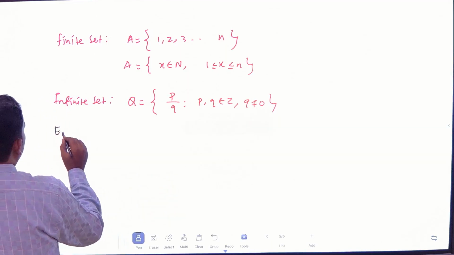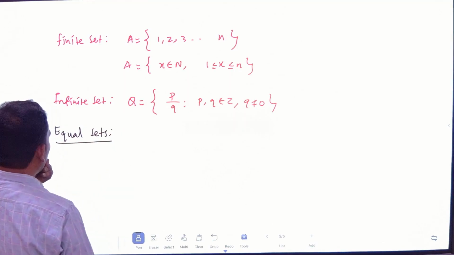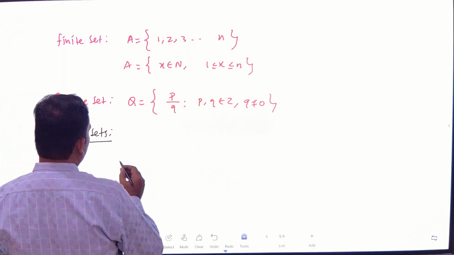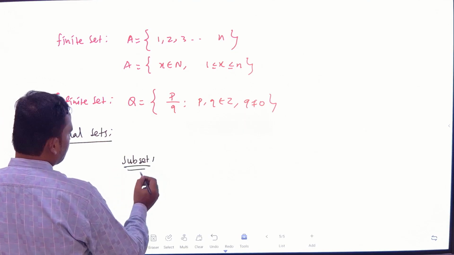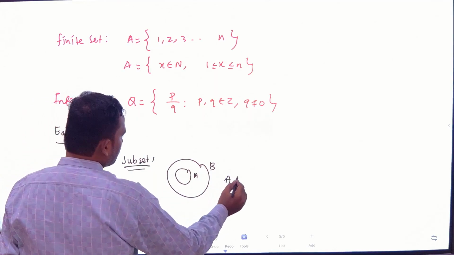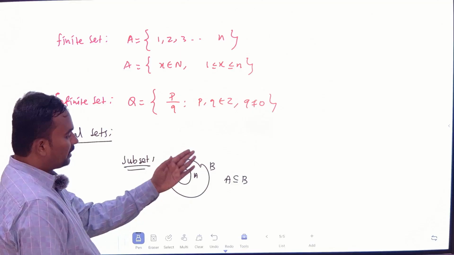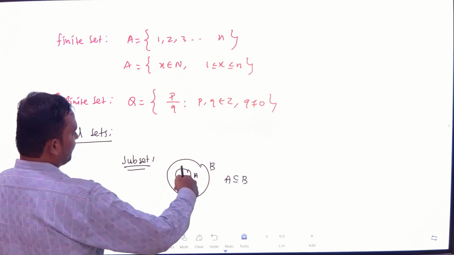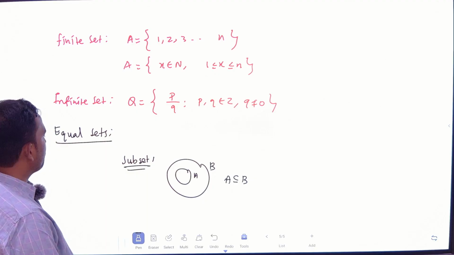Next is equal sets. What is an equal set? So for equal sets you have to understand before that what is a subset. Suppose here is A, this one, this is B, right? A is a subset of B, right? That means what? Every element in A will be there in B. If you pick any element in A, it will be there in B. So the small basket will be contained in the big basket, right? So that is A subset of B here.